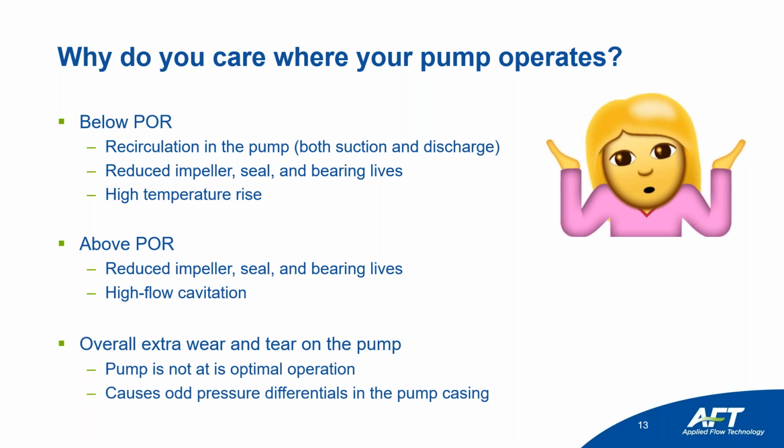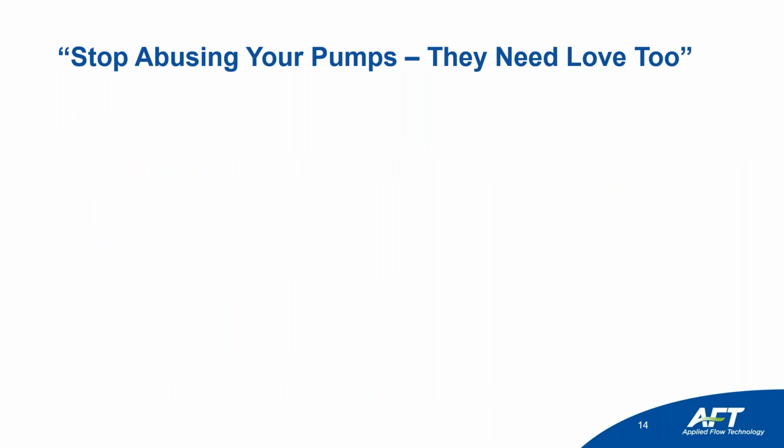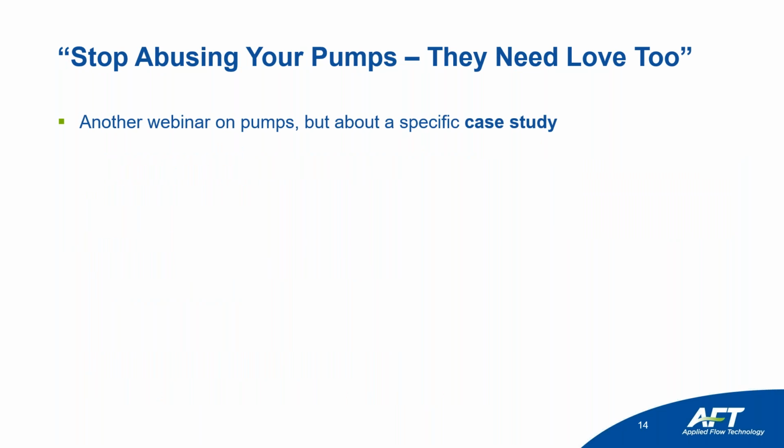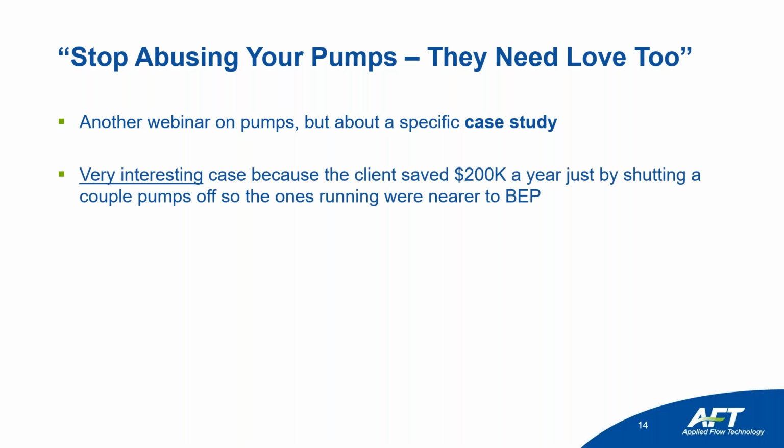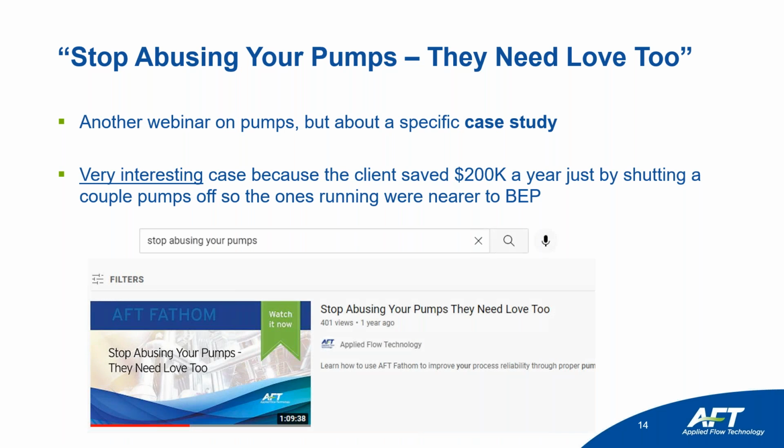It's not at its optimal operation, right? Okay, so here's that case study that I actually can't go through for time's sake, but there is another webinar that goes through that, and it's called Stop Abusing Your Pumps, They Need Love Too. It is a very interesting case because the client saved $200,000 US dollars a year just by shutting off a couple pumps so that they could run nearer to BEP.